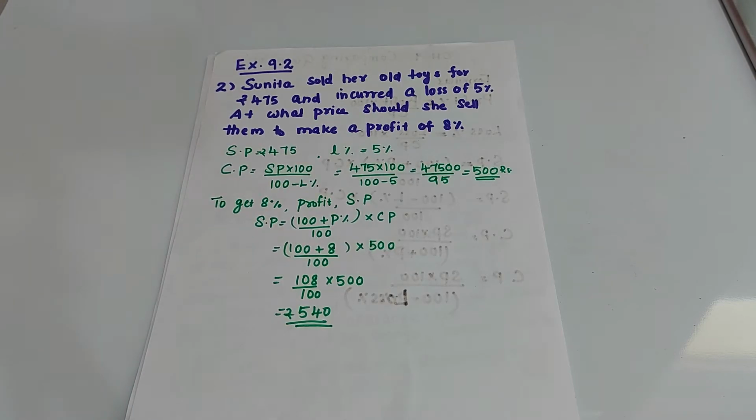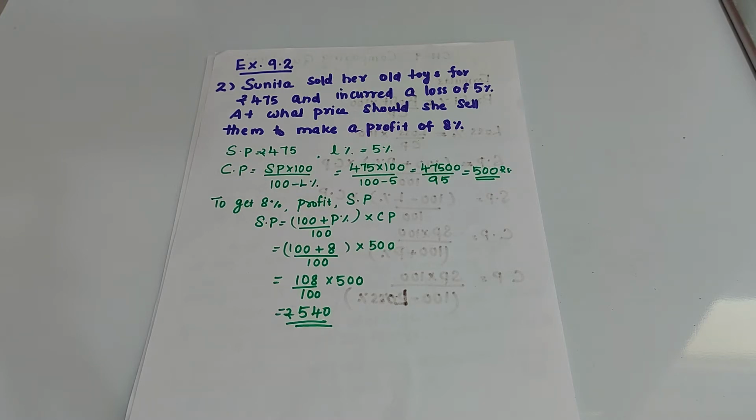Our question is, Sunita sold her old toys for rupees 475 and incurred a loss of 5%. At what price should she sell them to make a profit of 8%? So Sunita sold her old toys for rupees 475, so SP is equal to 475, and she incurred a loss of 5%, so loss percentage is 5%.